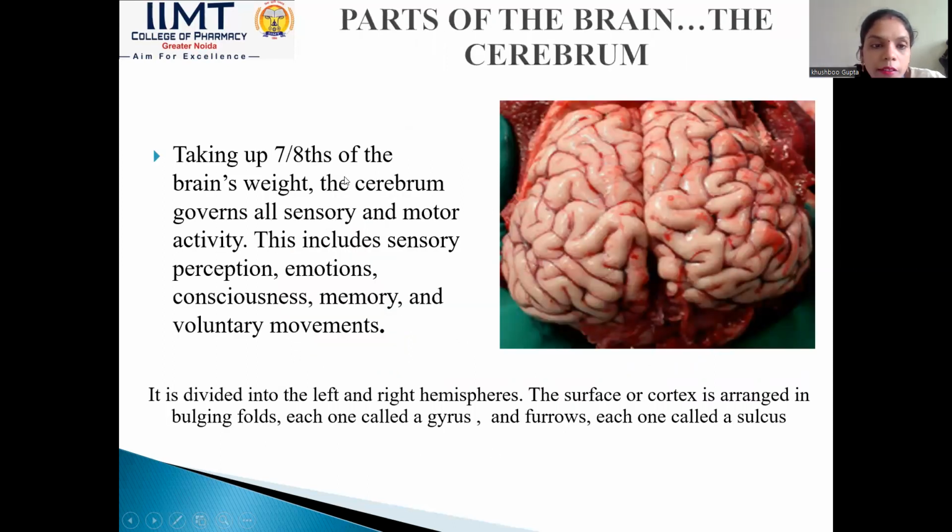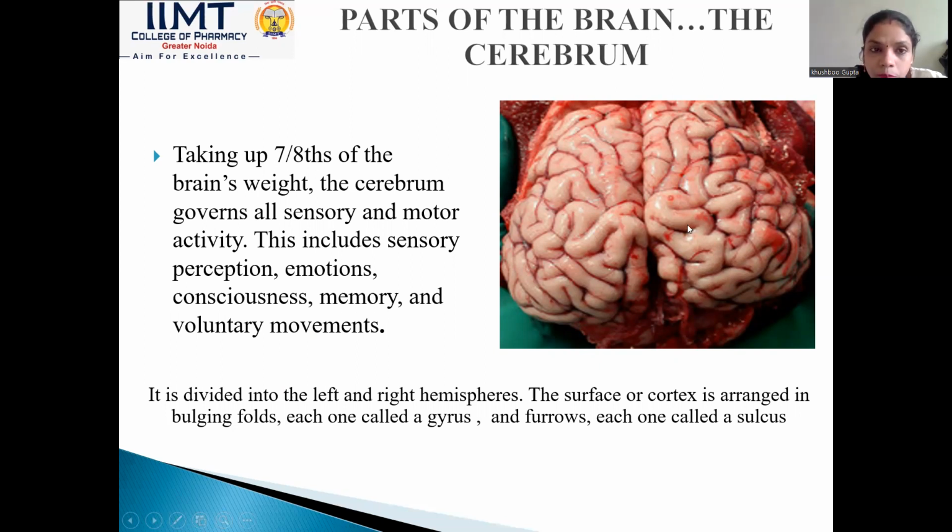Taking up 7/8 of the brain weight, the cerebrum governs all the sensory and motor activities. This includes sensory perception, emotions, consciousness, memory, and voluntary movement. It is divided into the left and right hemisphere. The surface of the cortex is arranged in bulging folds, which are known as gyrus, and furrows. Each one of these furrows is known as a sulcus.